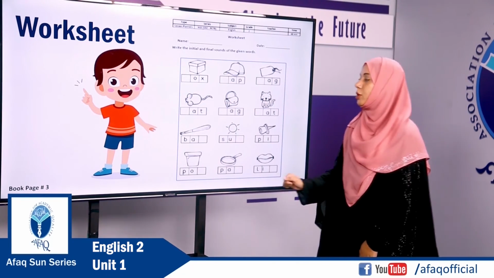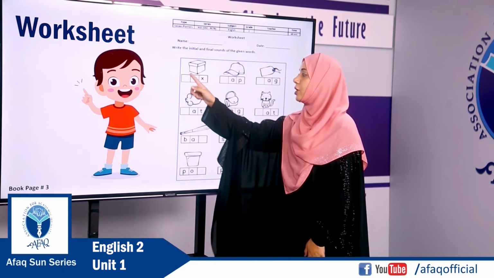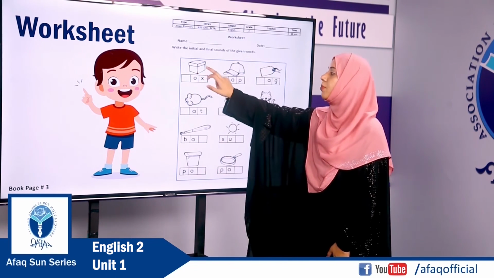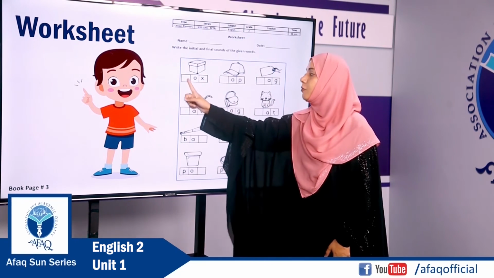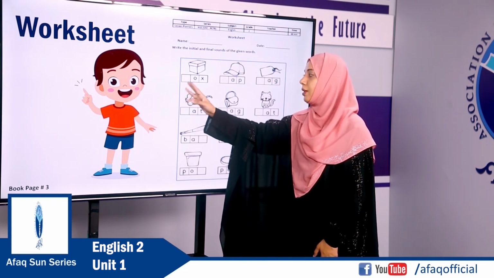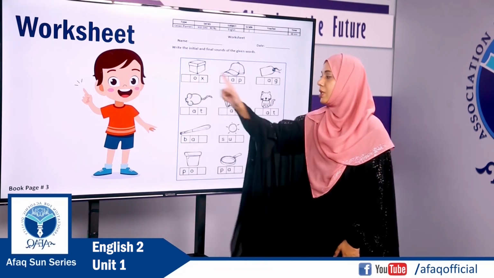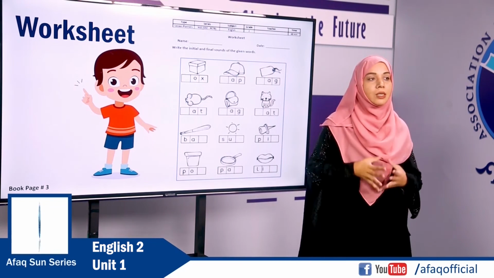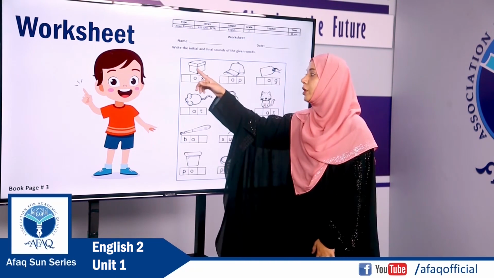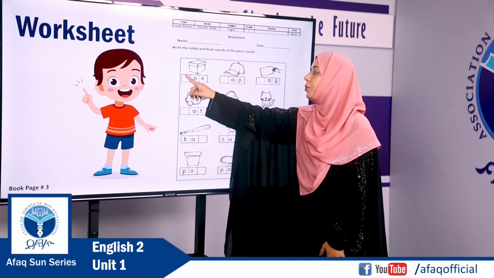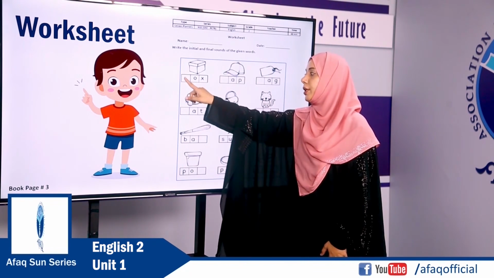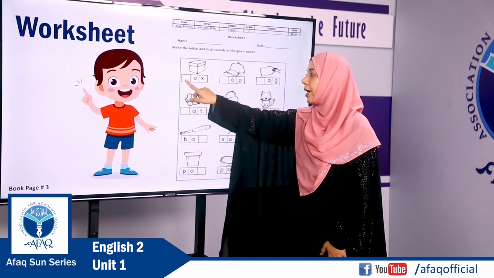Let's do the first one together. The first picture is that of a box. Yes, this is a box. And the first sound is missing. That is, the initial sound is missing in this case. So what is the initial sound for the word box? B. So you are supposed to write B over here in this blank space.